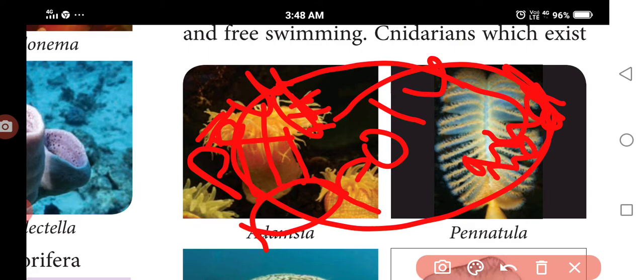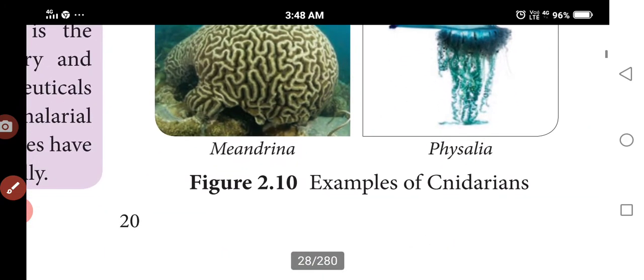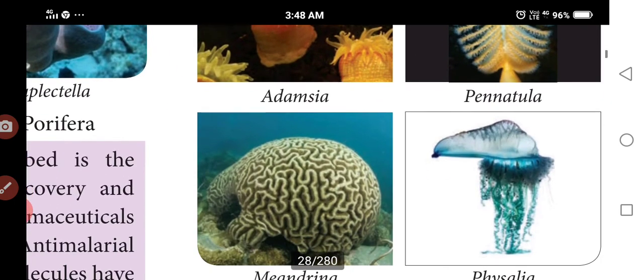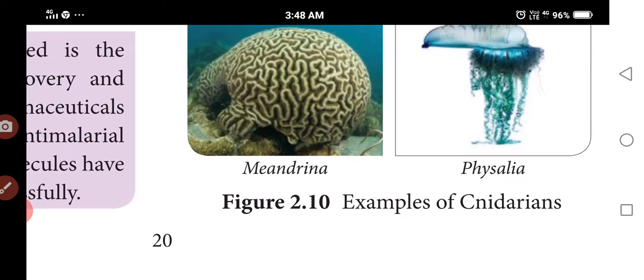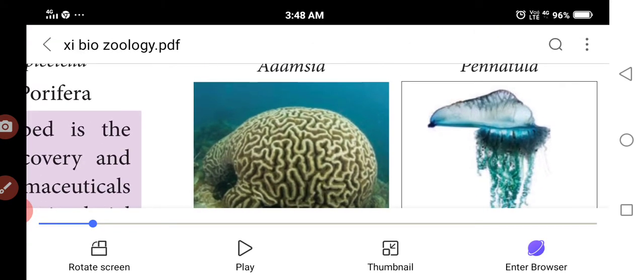Development is indirect, with a free swimming planula larva. Examples of Cnidarians: Physalia, which we call the Portuguese man of war; Adamsia, the sea anemone; Pennatula, the sea pen; Meandrina, the brain coral. In Cnidarians, stinging cells are present.